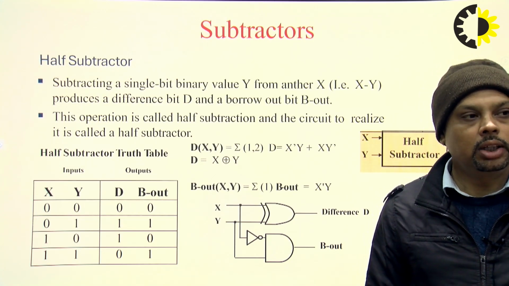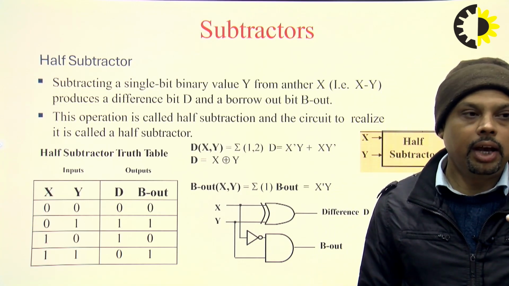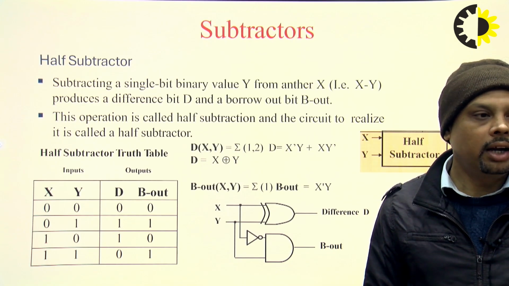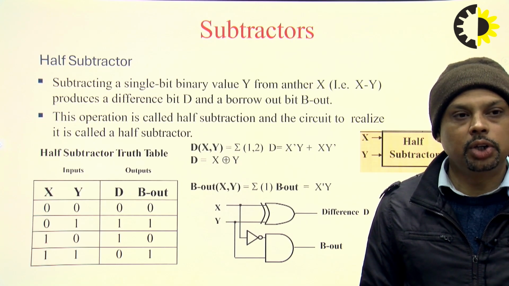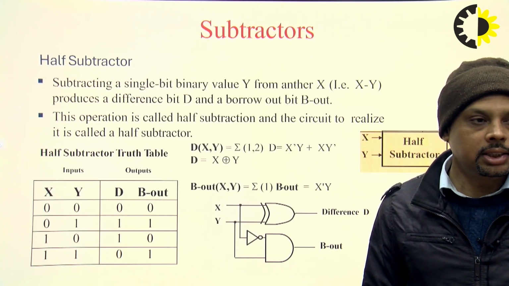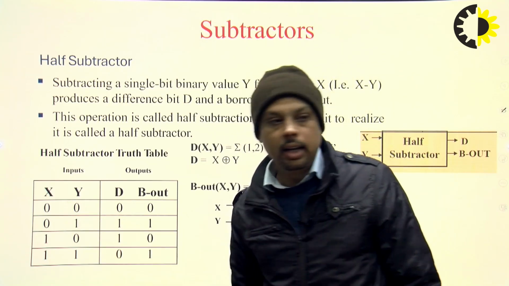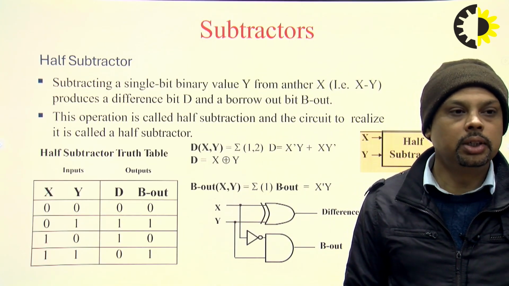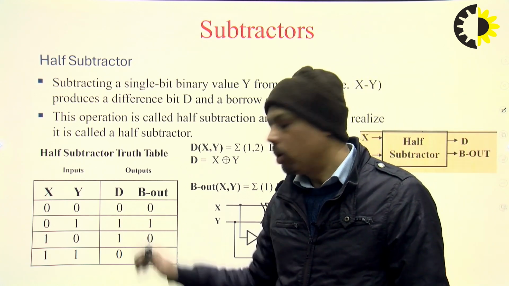So first of all, the design goes like this. We have to use the number of bits required to subtract one digit from another digit. The two input variables are x and y, and there are again two output variables, that is the difference and the borrow bit.